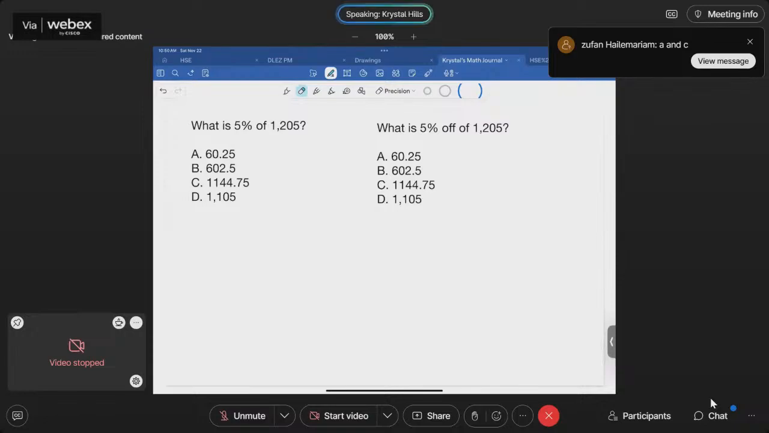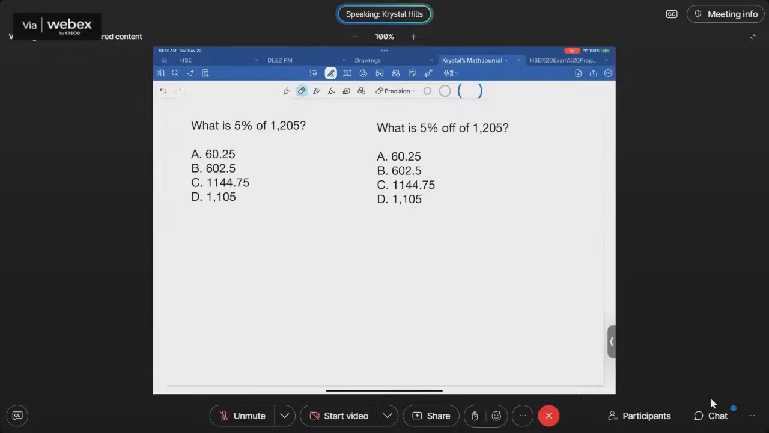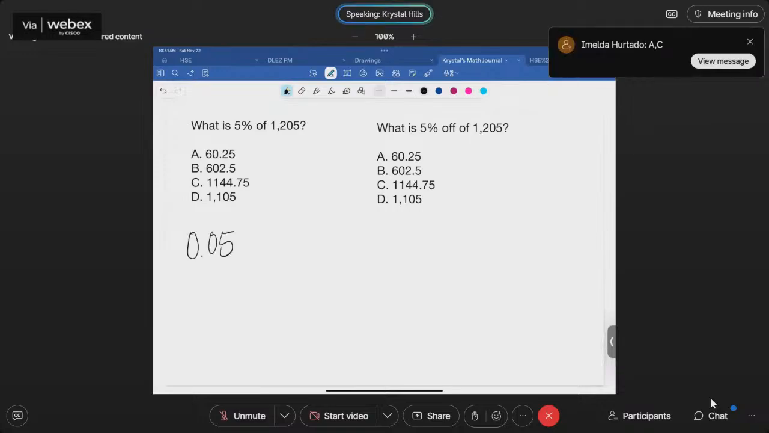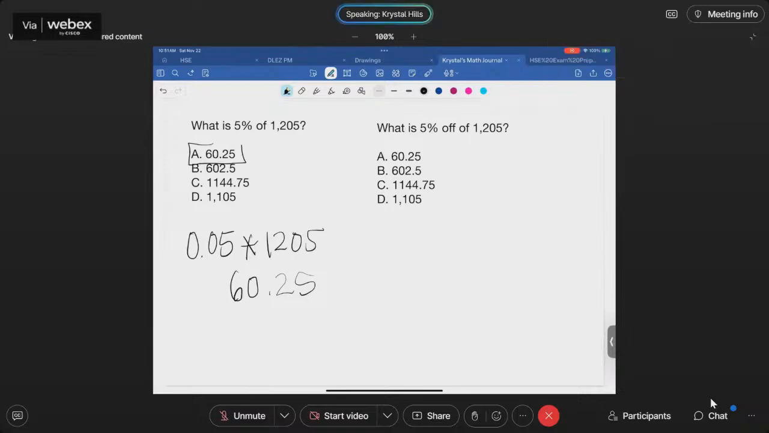All right. So 5% of 1205. I have 0.05 times 1205. 0.05 times 1205, and I get 60.25. So my answer for this one is A.